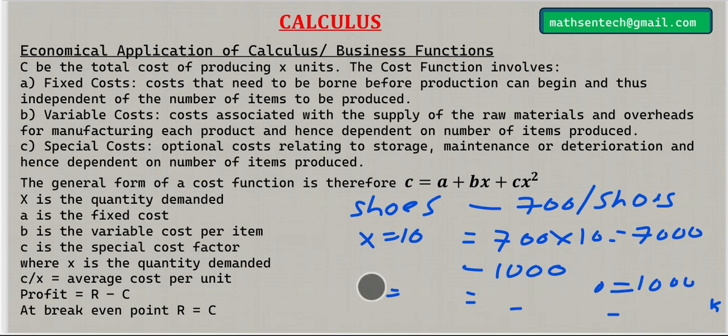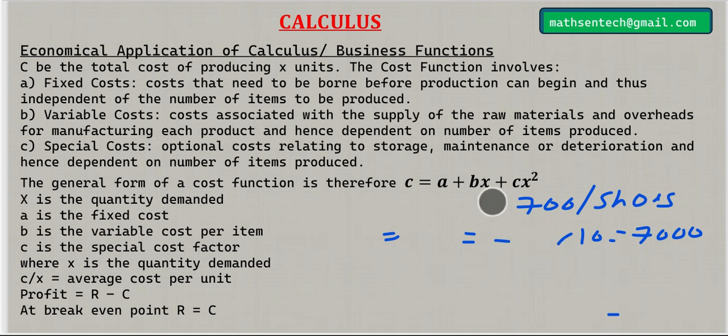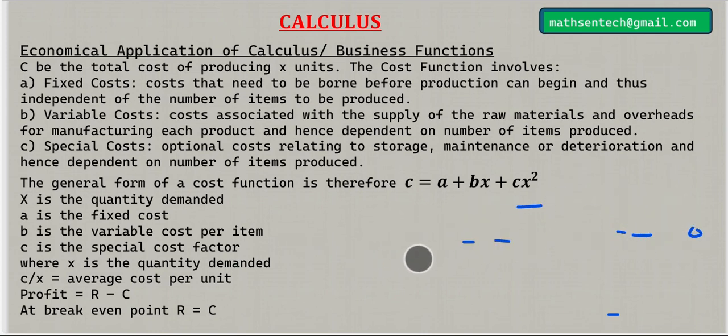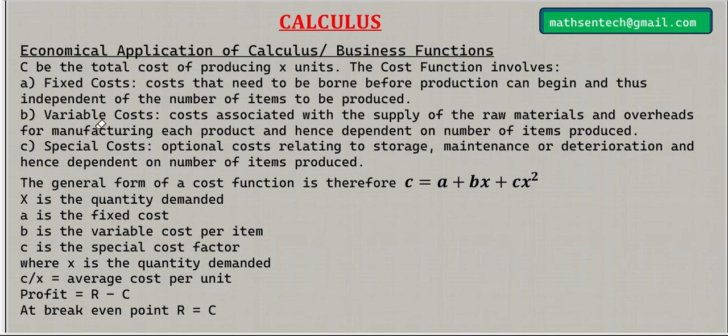So now when we are looking at costs, remember we have said cost is C. So when you're looking at cost, C is the total cost of producing X units. The cost function involves, one, fixed cost, and we also have variable cost, and we also have special costs. So now what are fixed costs? So assuming again you have a shop, and in this shop you sell shoes, so what is fixed cost in that case? Fixed cost could be, say, rent.